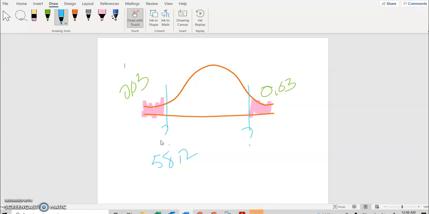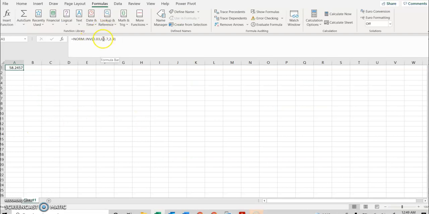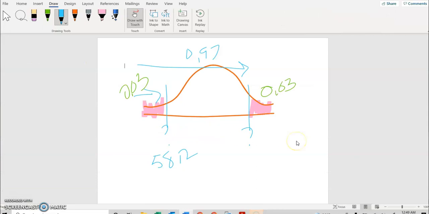Okay, now I want to find the top cutoff. Okay, so remember 3% goes this way. To get this one, I need to figure out what this area is up to here, which is 0.97, right? It's everything but that 3%. So I'm going to come back here. I'm going to change this 0.03 to 0.97. And you can go back and do the whole thing, or you could be lazy like I'm doing. And now 69.2.